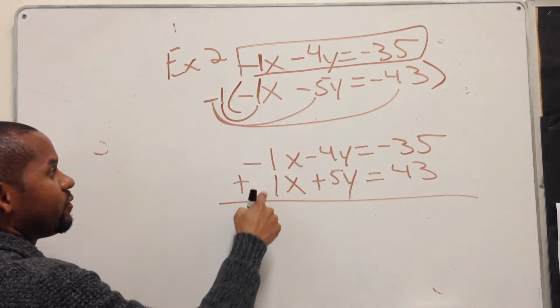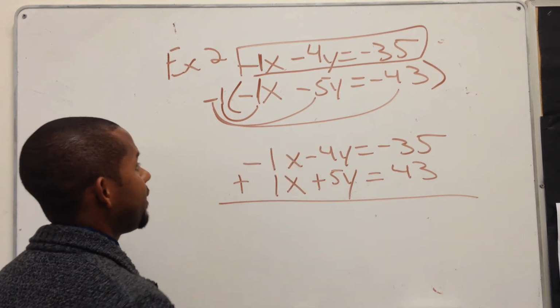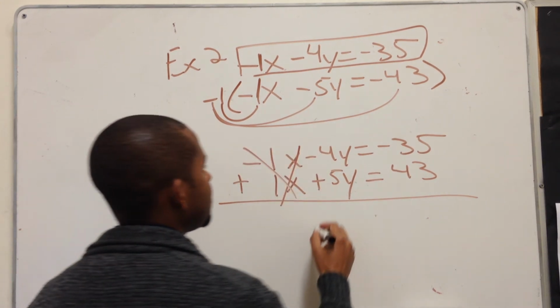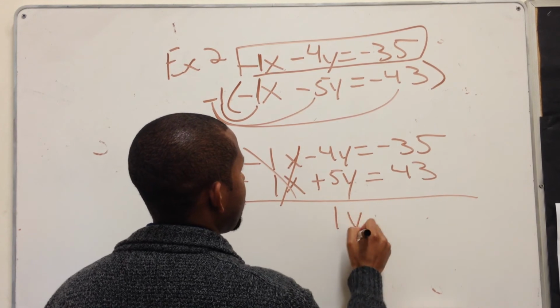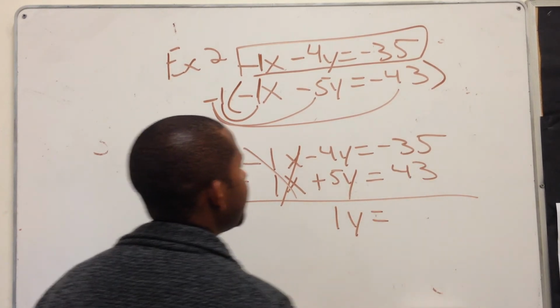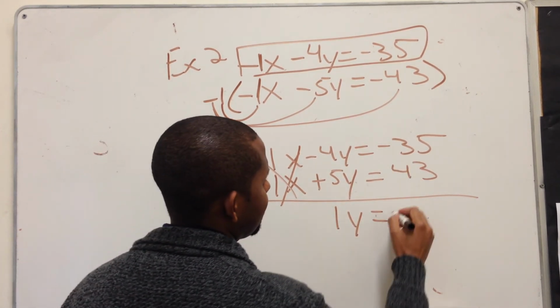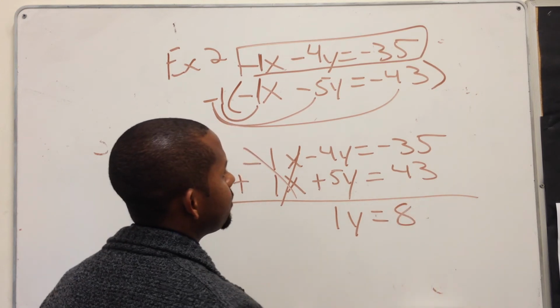Now I see I got a -1 and a positive 1. Those cancel out. That's what I want. Those cancel. This becomes 1y. -35 and 43. What's that? 8. Y equals 8.